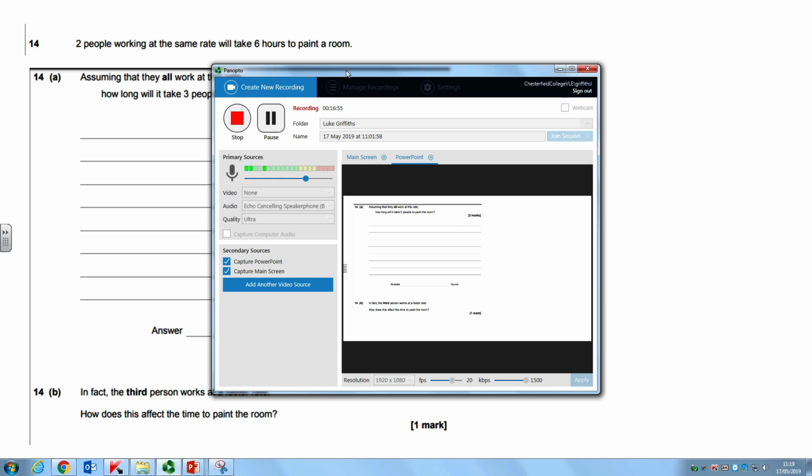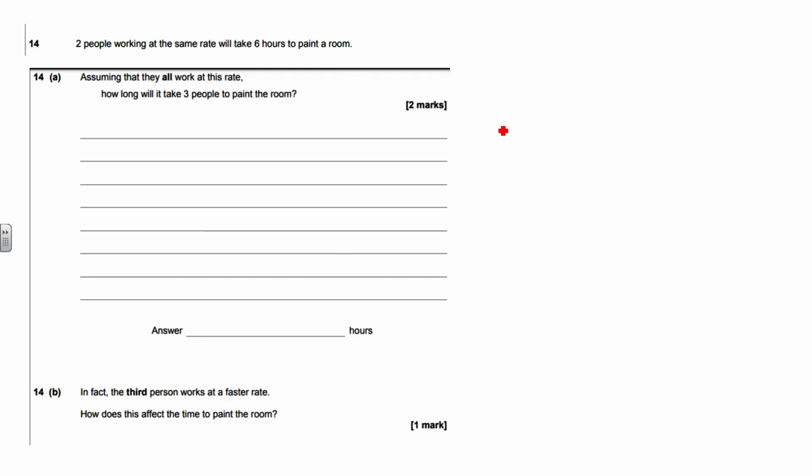So, carry on there. So now we say 2 people working at the same rate will take 6 hours to paint a room. Assuming that they all work at this rate, how long will it take 3 people to paint the room? So what we need to do is work out how many people's worth of hours we need to paint the room. So if 2 people are giving 6 hours each, that means that altogether we need 12 hours of work that we're assuming we can share out fairly, to be shared amongst 3 people instead of 2. So 12 divided by 3 will give me 4 hours.